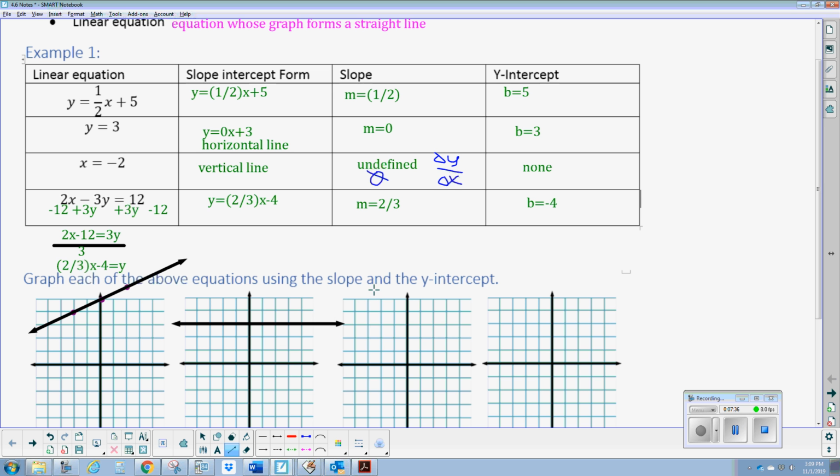The third equation is perpendicular to that. So it doesn't matter what y is, but our x value is always going to be -2. And then our last equation, when we rewrote this in slope-intercept form, we got y equals 2/3 x minus 4. So we're going to start at the -4, that's our y-intercept, and then we're going to use the slope to find our next point. So we're going to go up 2 and to the right 3. And we could do that again, go up 2 and to the right 3. It brings us a little bit off our graph, but then we can draw a line connecting those points.